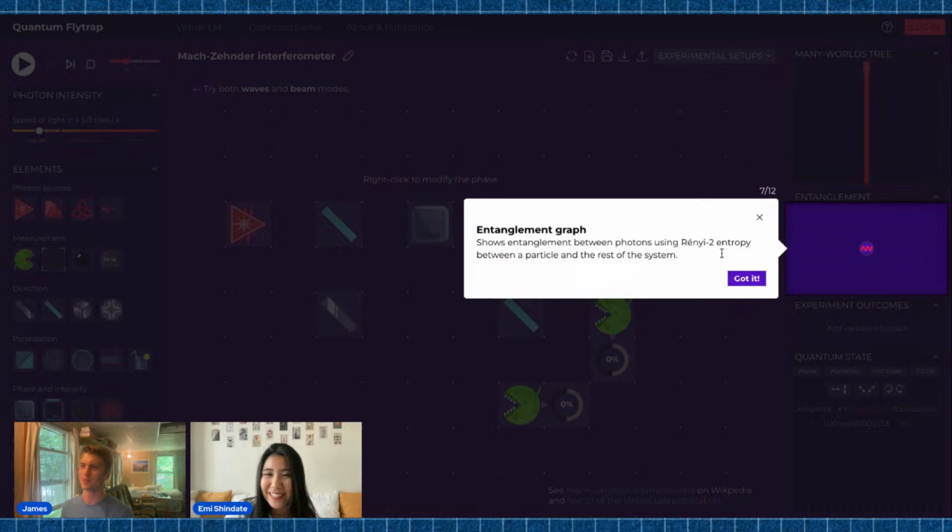Okay. The entanglement graph shows the entanglement between photons using Rényi 2 entropy between a particle and the rest of the system. Have you heard of that? No, I haven't actually heard. Rényi 2, what is this? I might have to search that up. Okay. Yeah, Rényi entropy. Information theory. It's a quantity that generalizes various notions of entropy. Let me try to summarize this. Okay, it's named after Alfréd Rényi. He's a Hungarian mathematician who worked on probability theory.